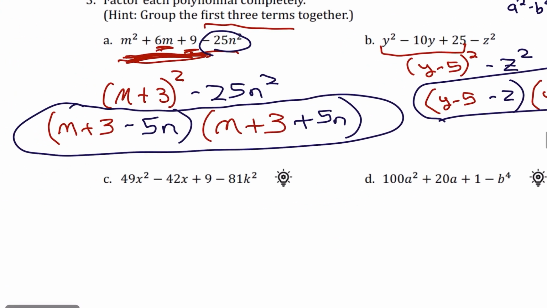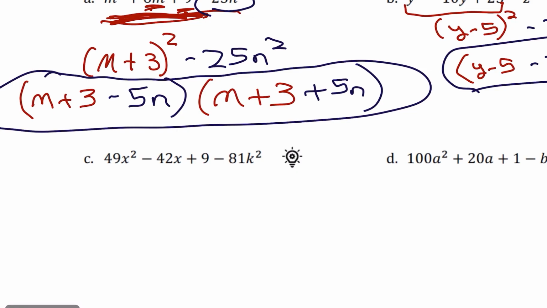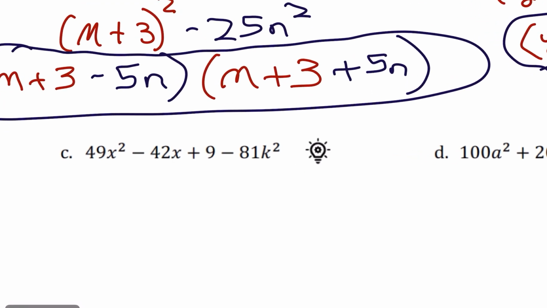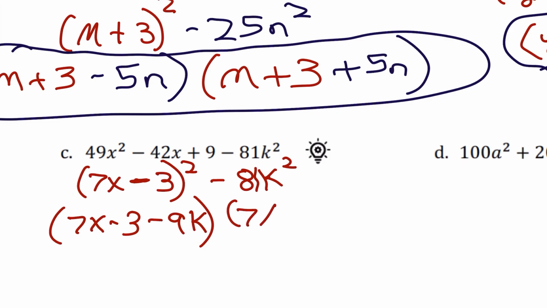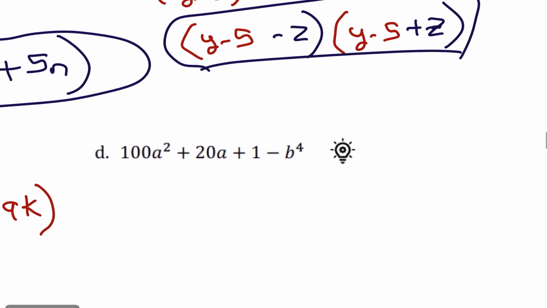Okay, we have 4 light bulb problems coming up. I'm going to zoom in on each one individually. I won't color code it as a light bulb problem. I'm just going to roll right through it and see if you have some questions. Okay, the first one is going to be 7x minus 3, the quantity squared, minus 81k squared. Okay, now we have 7x minus 3 minus 9k times 7x minus 3 plus 9k. Because it's this, then after we factored it as a perfect square trinomial, then it becomes the difference of 2 squares.